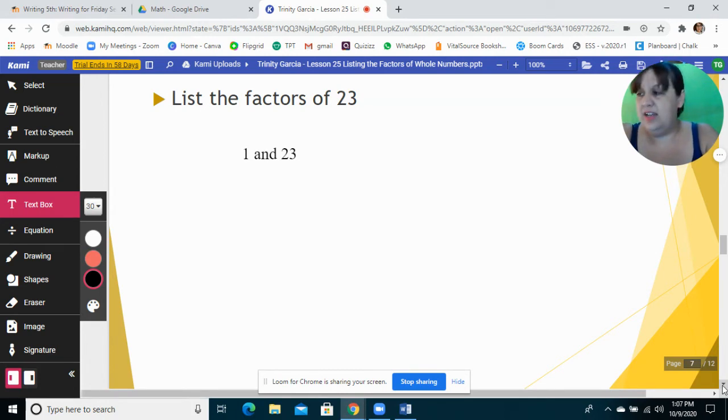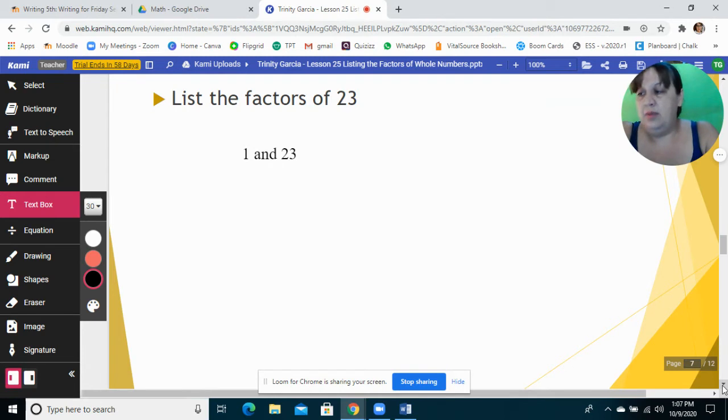Let's read that again. Sometimes we can discover some factors of a number just by looking at one or two of its digits. For example, a factor of every even number is 2. Okay, so if I tell you to find the factors of 36, you know 2 is one of them. If I tell you to find the factors of 8, you know 2 is one of them. No matter which even number, 2 is going to be one of them, okay?